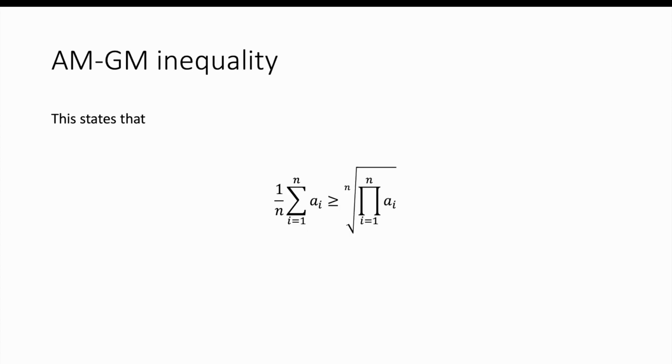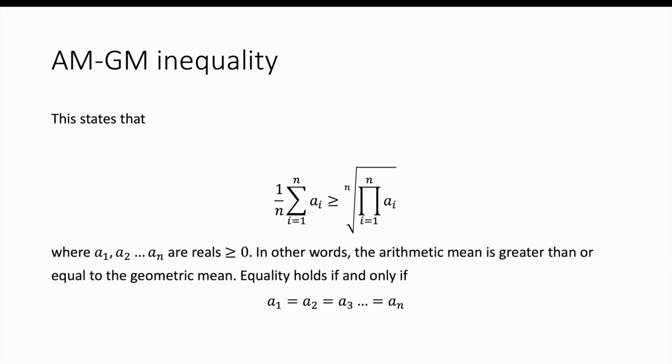So the AM-GM inequality states that the arithmetic mean of a set of numbers is greater than or equal to the geometric mean. In this case, the arithmetic mean is the sum of all the numbers divided by n, where n is the number of numbers, and the geometric mean is the nth root of the product of all these numbers. The equality case in this inequality holds if and only if all the numbers are equal.